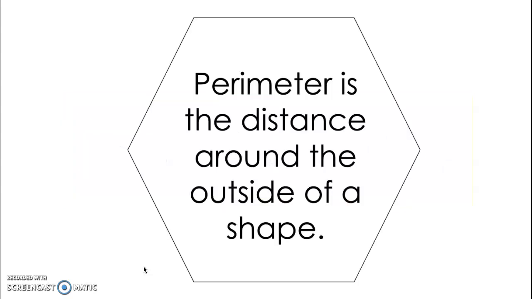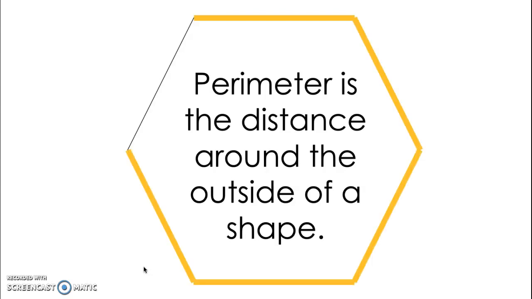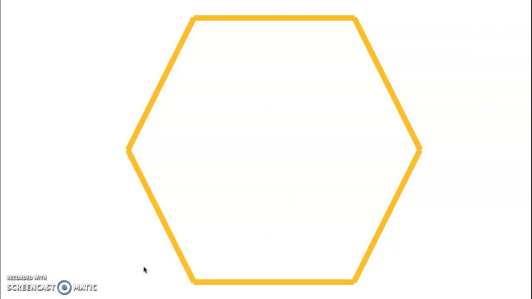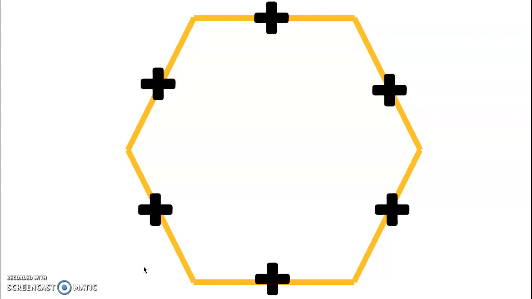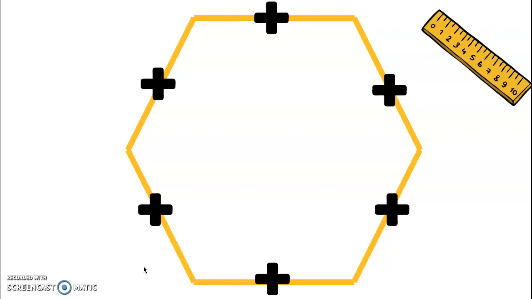So, perimeter is the distance around the outside of a shape, okay? Now, the way that you can find the perimeter of a shape or an object is by adding together the length of all the sides. Did you hear that word that I said? I said length. That means that I am going to be measuring each side, okay? And if I'm going to be measuring, I can use a ruler or a tape measure.